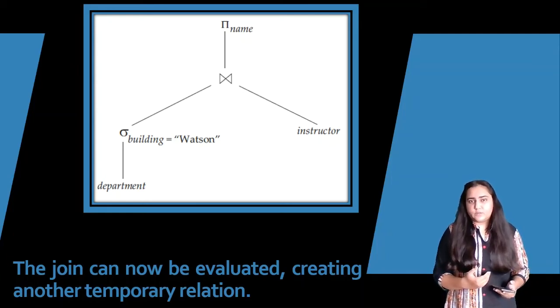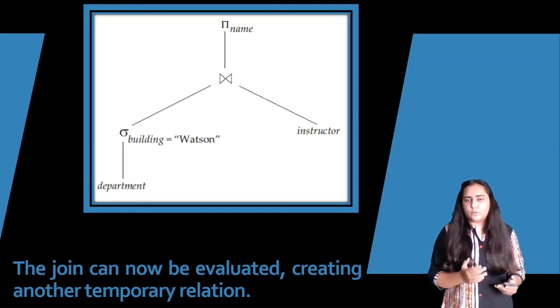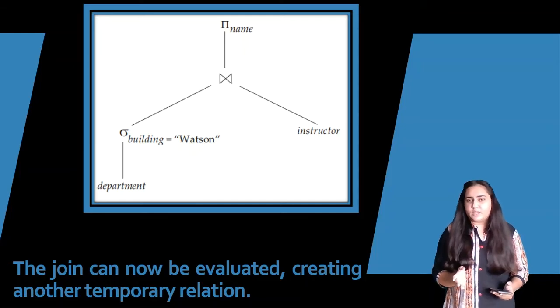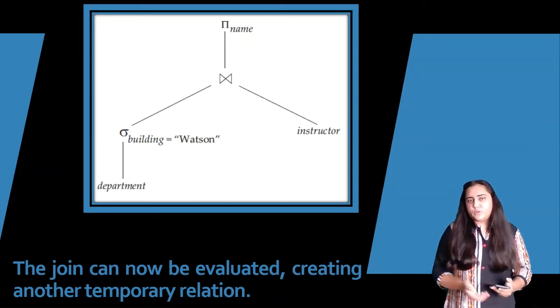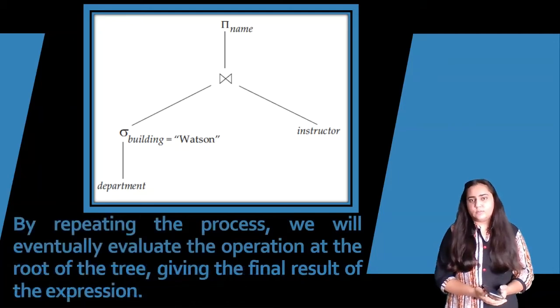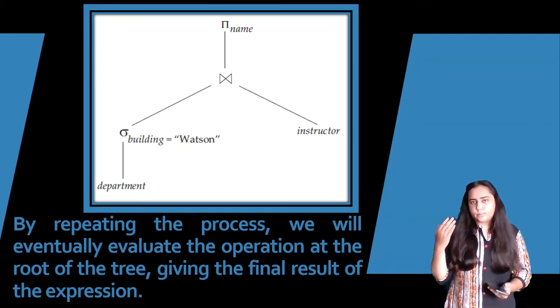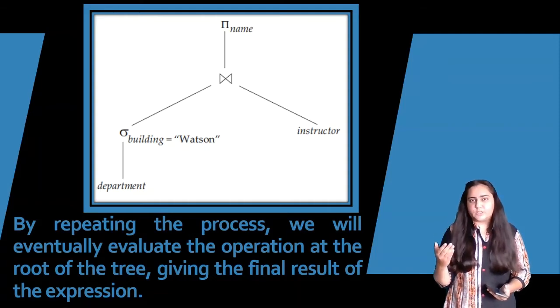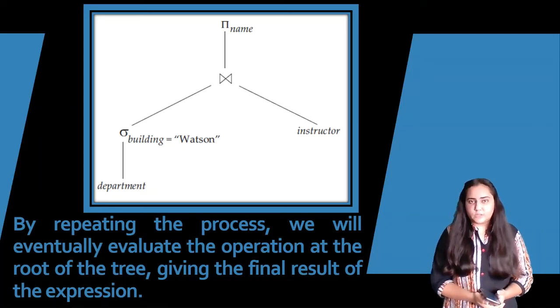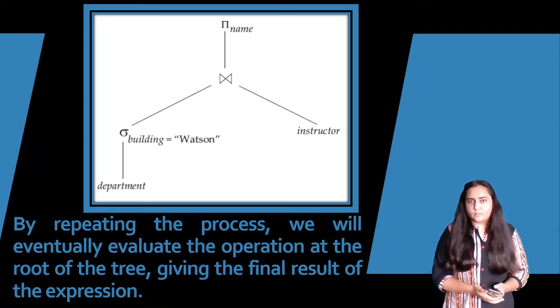But relations that are created because of sigma and join and pi operations, those relations will only remain as long as the query is being executed. So now once the join is evaluated, there's another temporary relation created, which is also further evaluated, which is where we go on repeating this process, and eventually we will reach the root of the tree, which is the topmost relation, which is the topmost operation and the final operation. And this will give us the final result of the expression of the query that we wrote earlier.